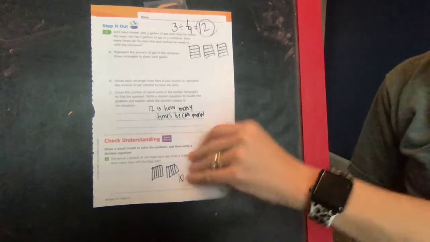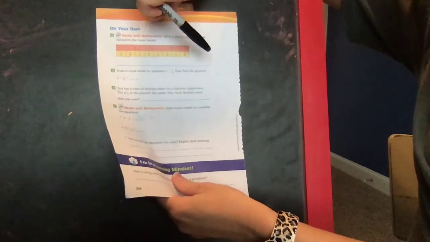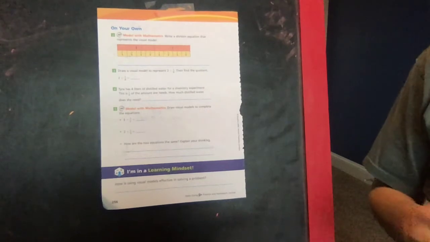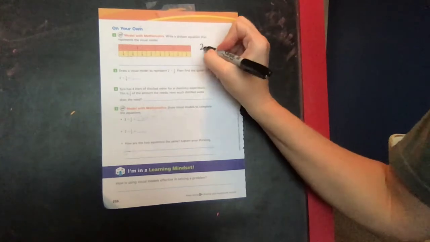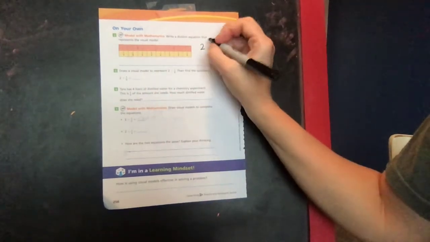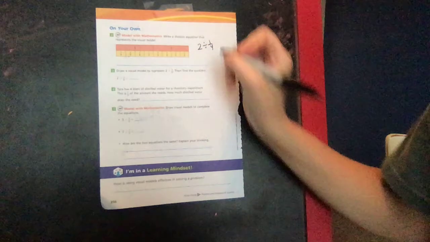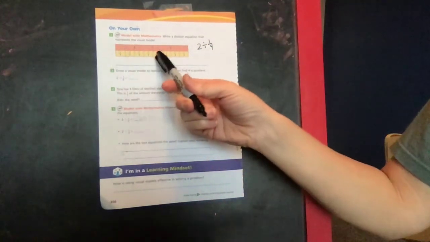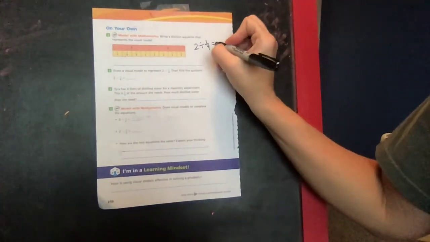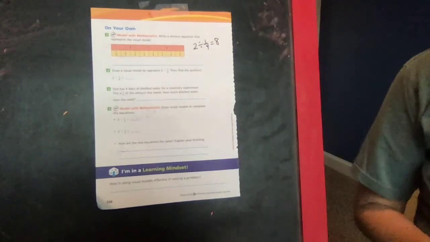All right, let's just look at this last 1 or 2. On 256, write a division equation that represents this visual model. Right here, I know I've got 2 whole things, and they're divided into fourths, because I see that. How many fourths is that? 1, 2, 3, 4, 5, 6, 7, 8. 2 divided by 1/4 would be 8.